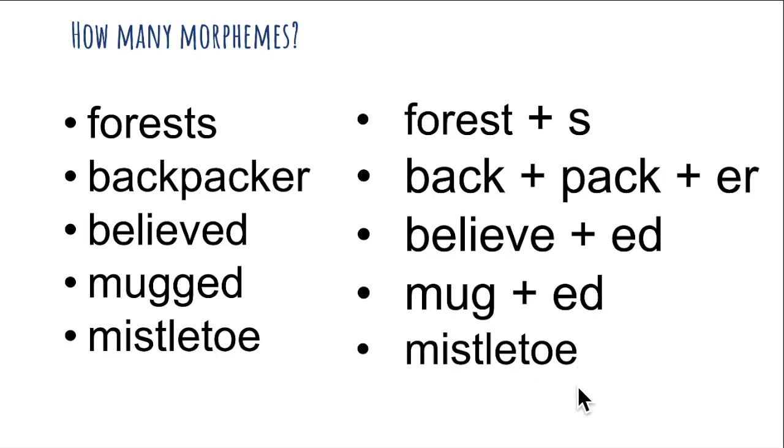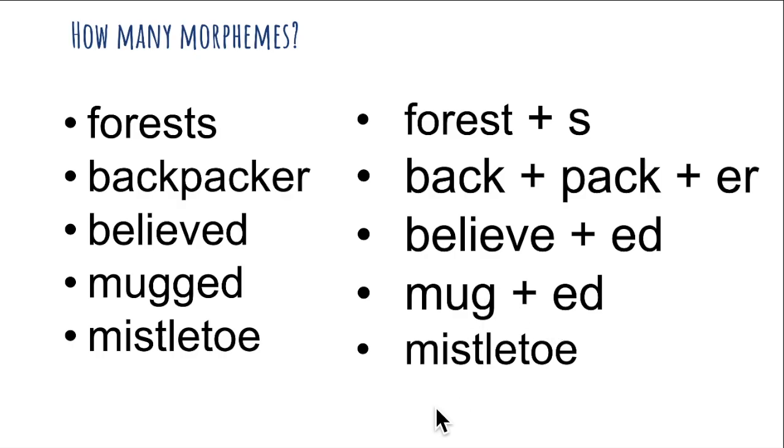There are three syllables in mistletoe. So MIS is not its own unit, TLE is not its own unit, and toe could be, but it's not in this circumstance because it does not contribute to the overall meaning of this word, mistletoe.